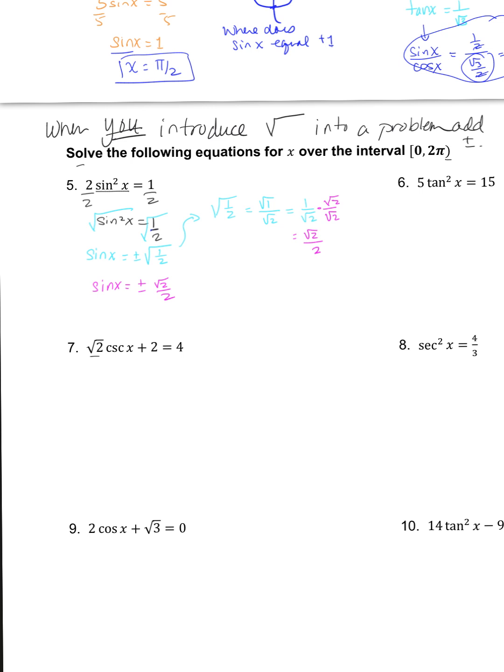But I have to remember that at pi over 4, and I said this earlier, sine is always square root of 2 over 2. So I know for this one, my first quadrant is pi over 4. The second one would be 3 pi over 4. The next one would be 5 pi over 4. And the last one would be 7 pi over 4.